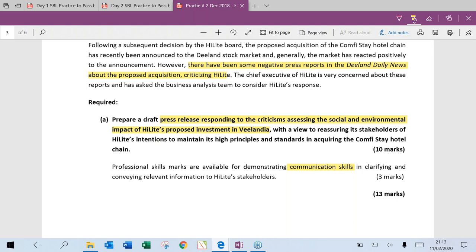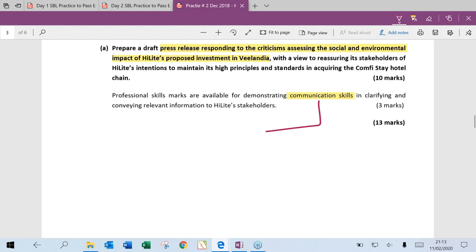Now, how do we score communication skills? There are two ways to score good marks on communication skill. Number one is the format. So whatever format is required, we give that format very nicely. For example, if a report is required, we give a proper report. If a presentation is required, we make a proper slide. In this case, a press release is required, so we draft a proper press release format.